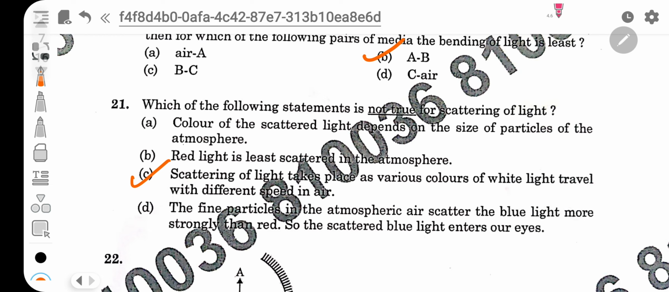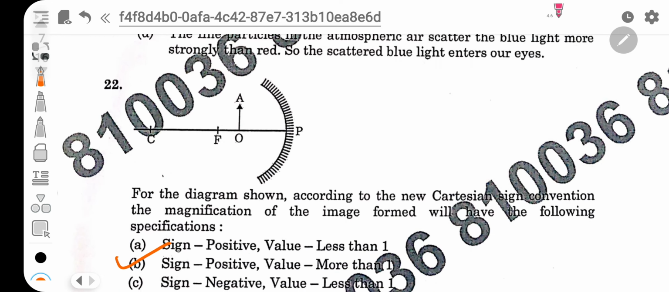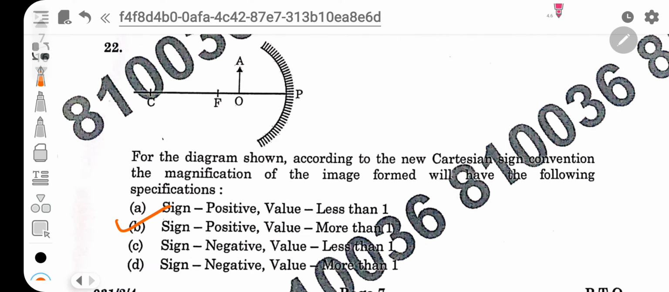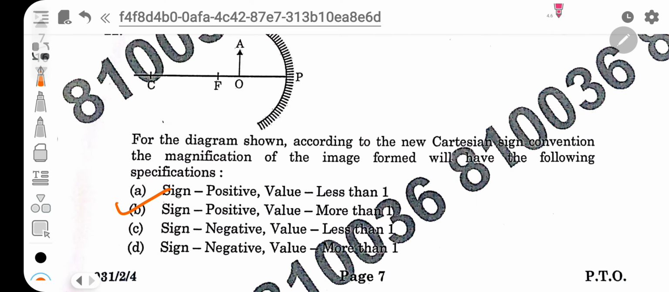Now moving on to question number 22. The object is between the focus and pole, as shown in the diagram. According to the new Cartesian sign convention, the magnification of the image formed will have the following specification. The answer will be positive and more than 1, because it will form a virtual image, and virtual magnification is positive and also more than 1.